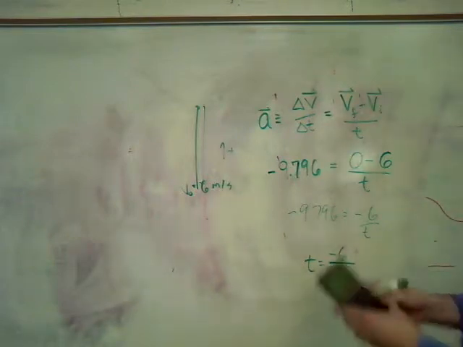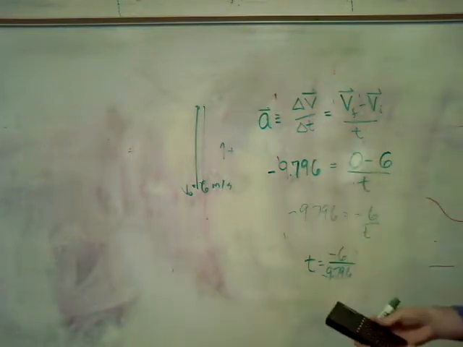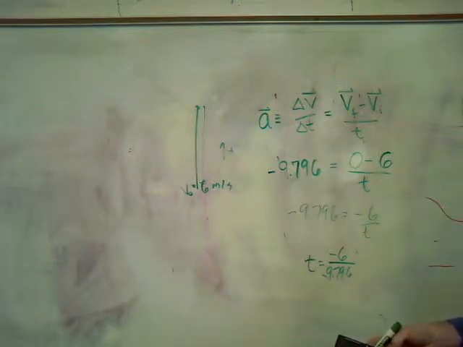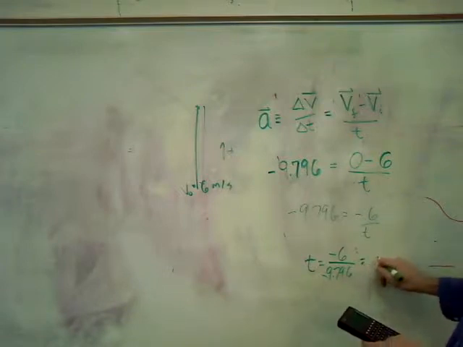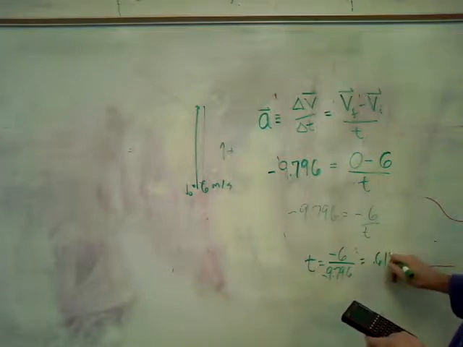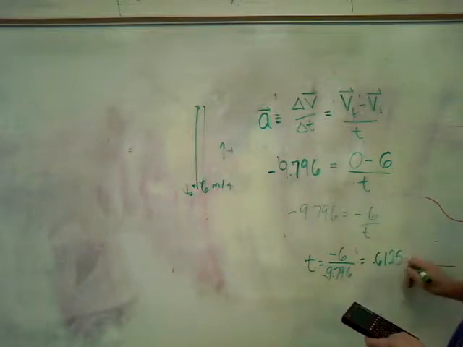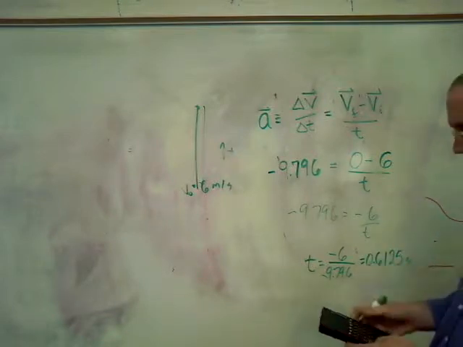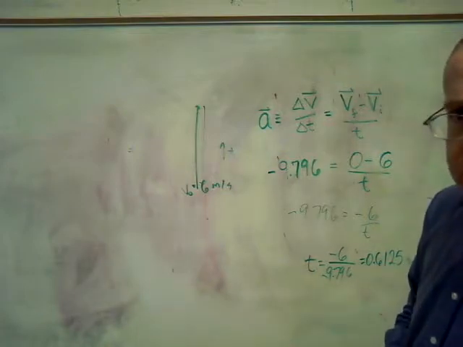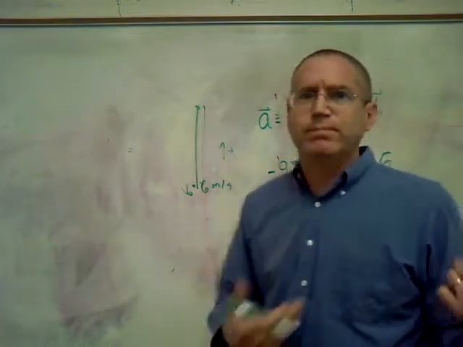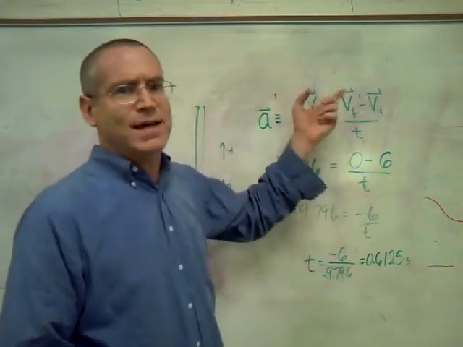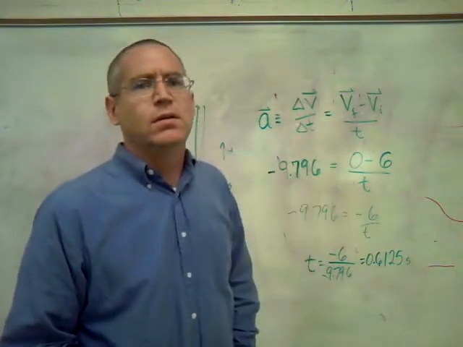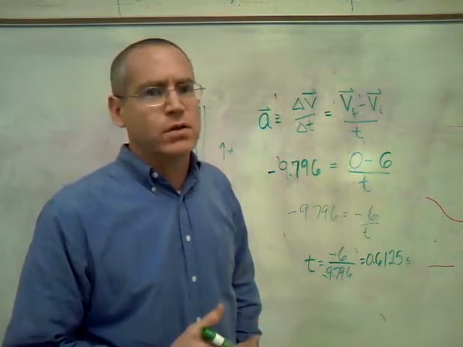And so then I pull out my handy-dandy calculator. And 6, enter, 9.796 divided by, and I get a time of 0.6125 seconds. Now, again, for you purists out there concerned about significant figures, it's not all significant, but I'm going with it anyway. So this is the amount of time it takes for it to go to the very top. Now the question is, how high up does it go?